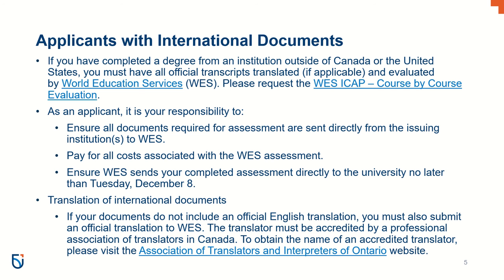If you're applying with international credentials, if you got your degree from outside of Canada or the United States, then you must have all of your official documents translated if they're not in English and evaluated by World Education Services. They need to do a course-by-course evaluation. So it's up to you to ensure that you get all of your documents sent to us and then have your evaluation completed and sent to us by December 8th.